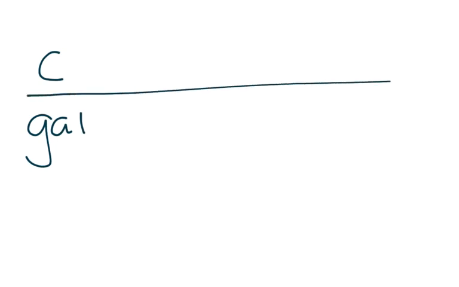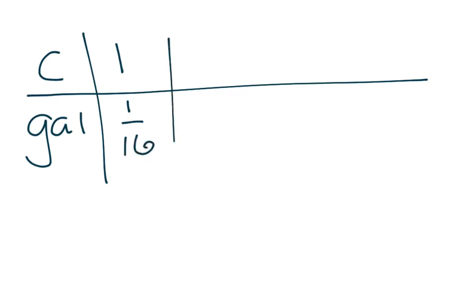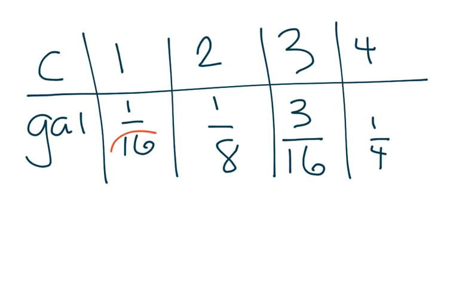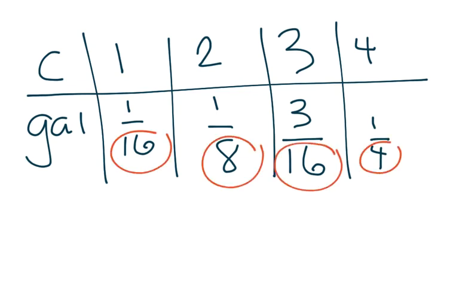So if I had a cup and a gallon, 1 cup is really 1/16 of a gallon. 2 cups is 1/8 of a gallon. 3 cups is 3/16 of a gallon. 4 cups is really 1/4 of a gallon. Now, if you notice, you have 16ths, you have 8ths, you have 16ths, you have 4ths. So think about this. We're going to make them all 16ths. 1/8 would be 2/16. That makes sense.